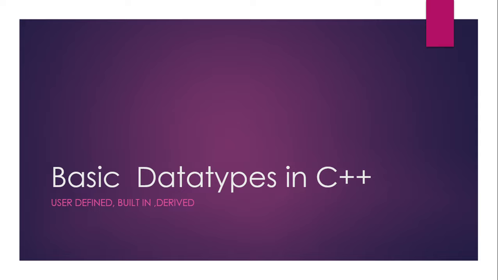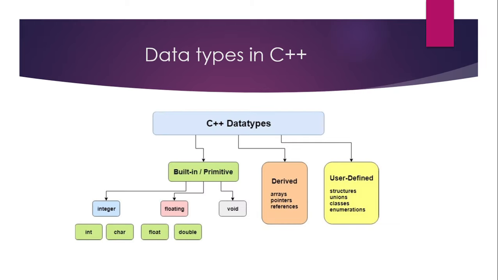Today we are going to discuss the topic basic data types in C++. What is a data type in C++? It divides into three categories: built-in or primitive, derived, and user-defined. In built-in, the following aspects are integer, floating and void. Integer can be divided into int and character, floating can be divided into float and double, and void is an individual type, it is just to return the null values. Then in derived data types we have arrays, pointers, references. In user-defined we have structures, union, classes and the enumeration.